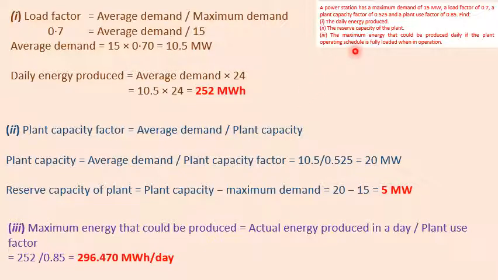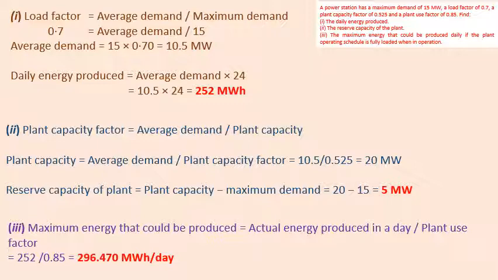So next we have to calculate the maximum energy that could be produced daily if the plant operating schedule is fully loaded when in operation. For that we know that the maximum energy that could be produced per day is equal to actual energy produced in a day divided by the plant use factor.